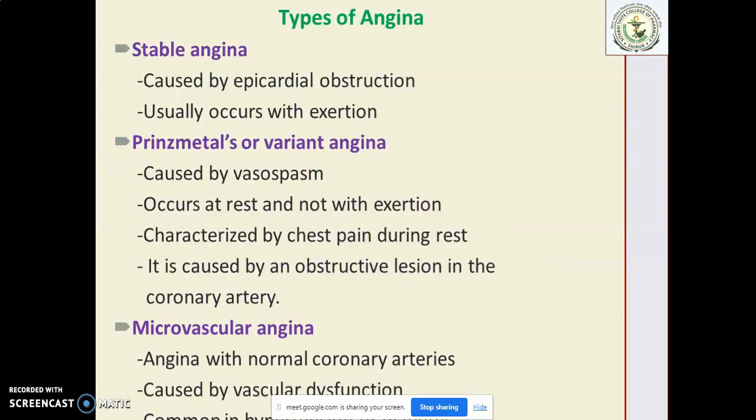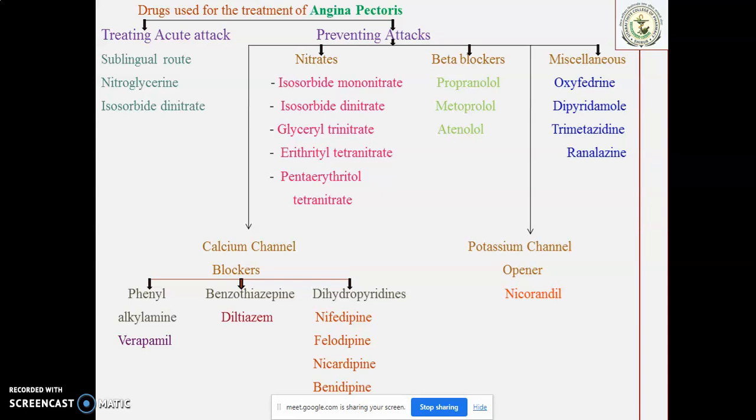of the heart muscles. There are various types of angina. We have discussed this part during our lecture, that's stable angina, Prinzmetal's or variant angina, also called as unstable angina, microvascular angina. We have also studied classification for angina pectoris, drugs used for the treatment of angina pectoris. In that, nitrates are the major category which is useful for treatment as well as prevention.